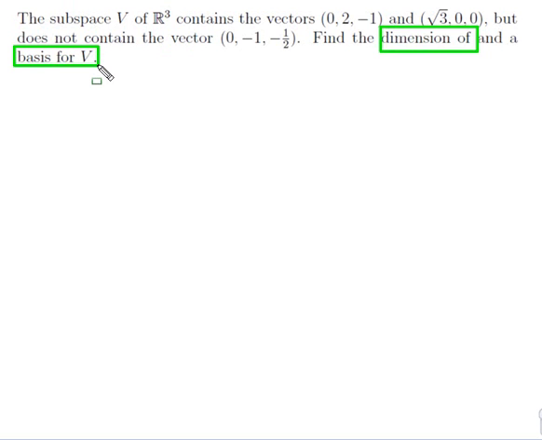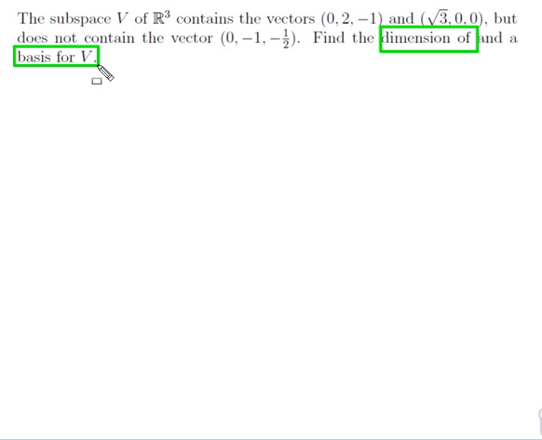Well, normally the dimension is the number of vectors in a basis. So normally I have to find a basis to find the dimension, but it's telling me I should find the dimension first. I suppose that's not that bad because I know that a line has dimension 1 and a plane has dimension 2 and all of R3 has dimension 3. So if I can figure out which one of those it is, I can find the dimension without knowing a basis already. And then once I've got that, hopefully I can figure out a basis.